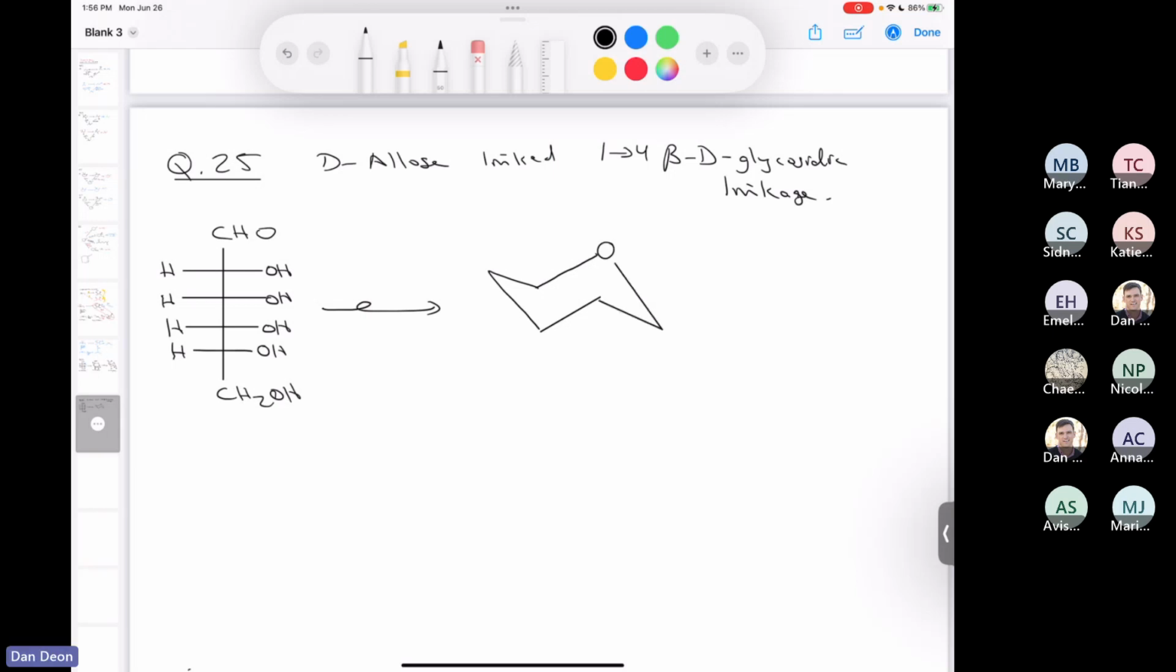All right, so it's linked by a beta D-glycosidic linkage. So our hydroxyl on the anomeric carbon is going to be going up like this. Then at carbons 2, 3, and 4, all the hydroxyls are pointing down. So this one's going to be down and equatorial. This one's down and axial. And this one's down and equatorial. Like that. Okay, so there's our molecule of beta D-allose. Now what we need to do is link two of these together.